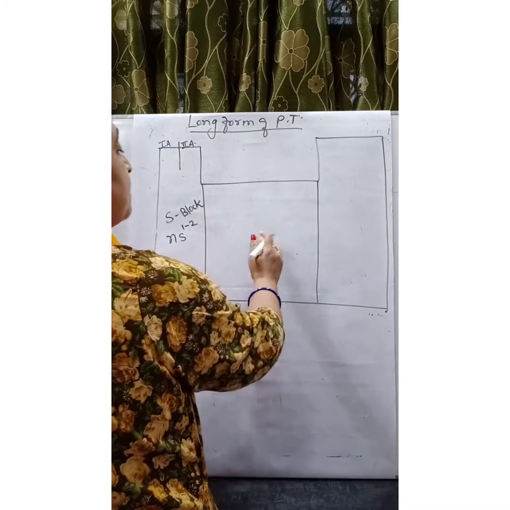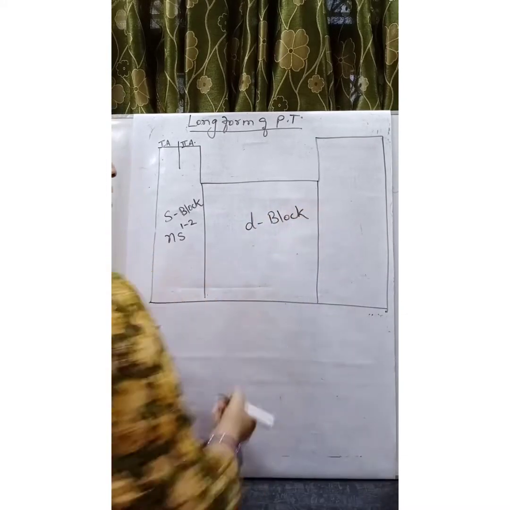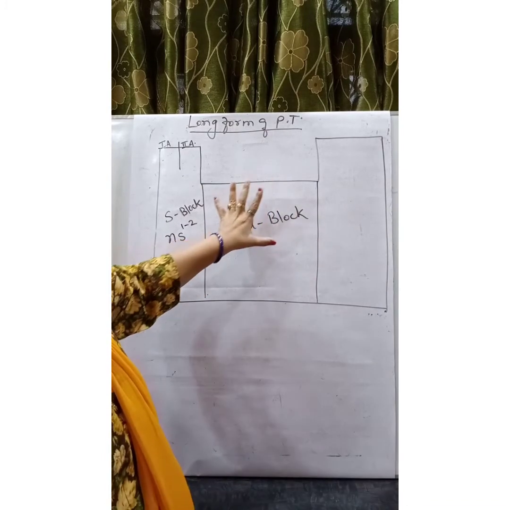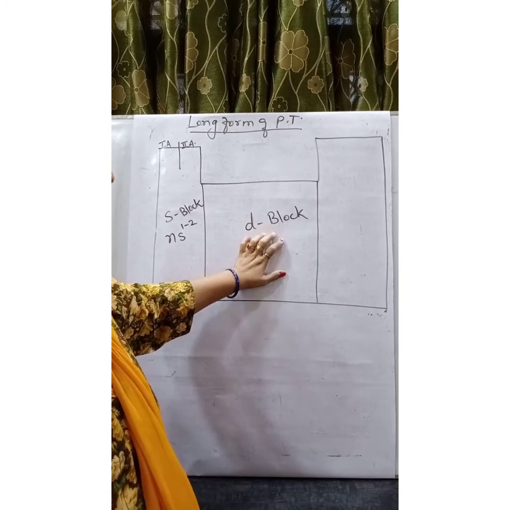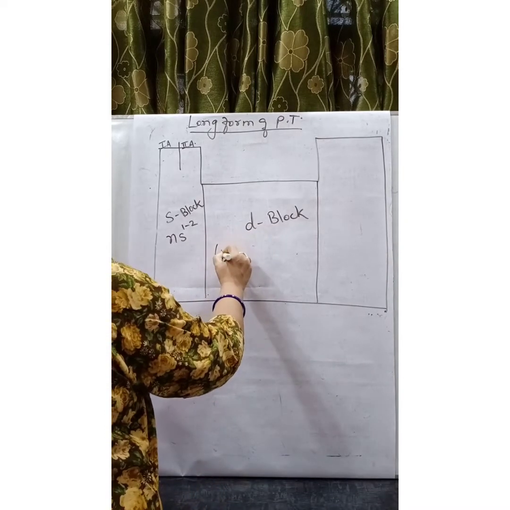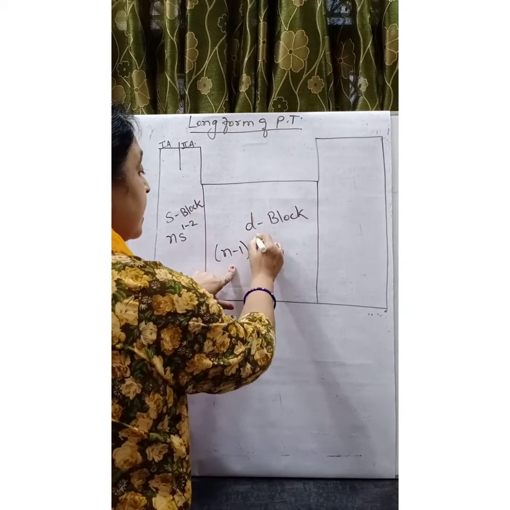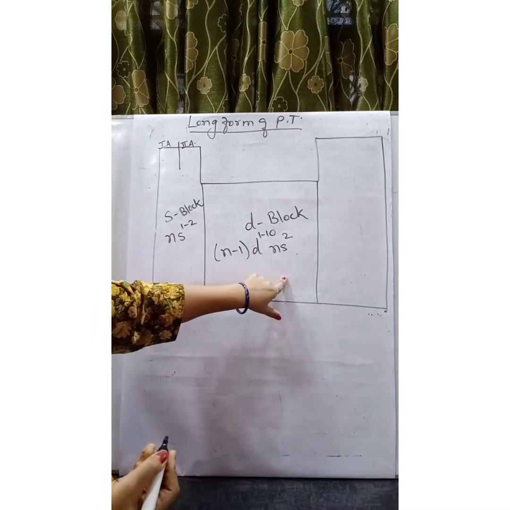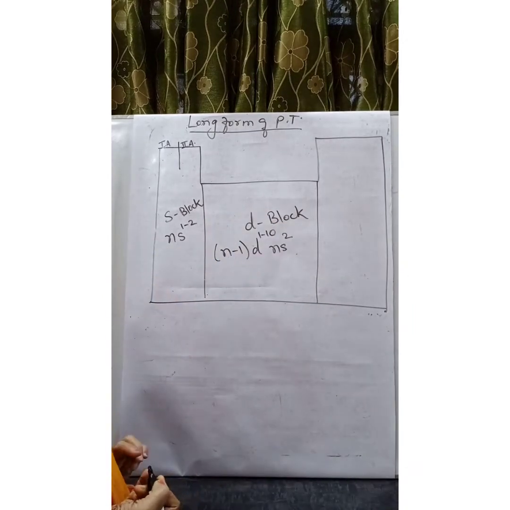The center of the periodic table is referred to as the d block, as the last electron enters into the d orbital. So all these elements have the electronic configuration in which the last electron enters into the d orbital. The general electronic configuration of the d block is (n-1)d1 to 10 ns2. This is the general electronic configuration of the d block.